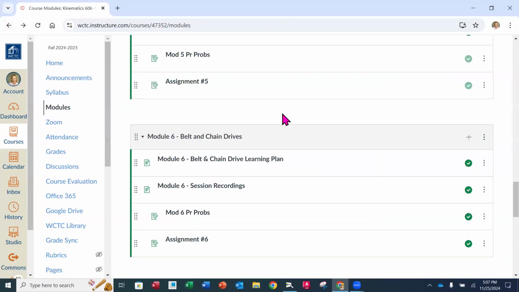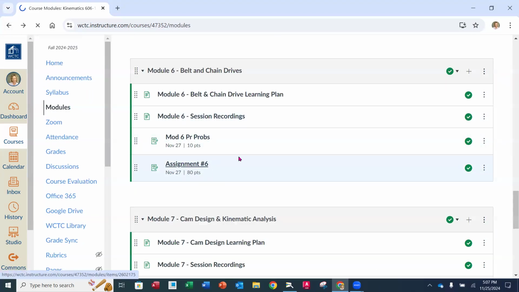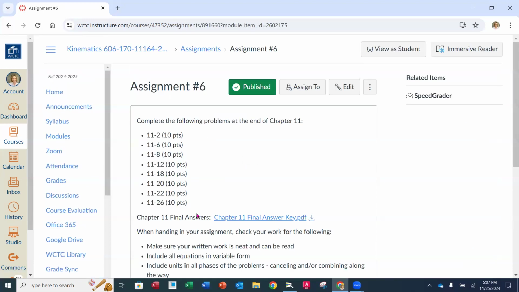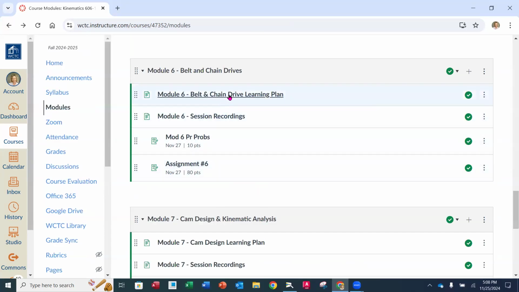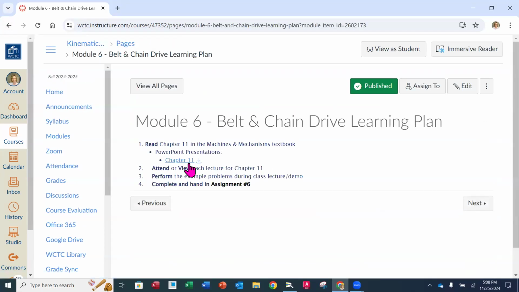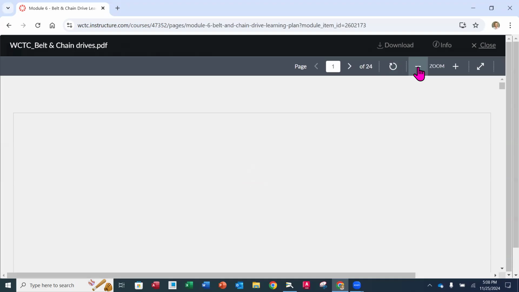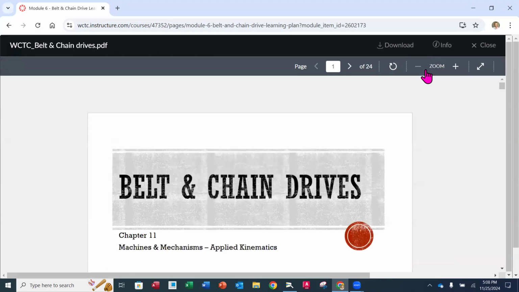So that's practice problems. And then you're going to notice that for assignment 6, at the end of the chapter, you have 8 problems that you're going to be doing. The first 4 tonight, we will be covering that information. And then the last 4 are going to be when we meet on Wednesday. So the first 4 are going to be belt drives. The last 4 are going to be chain drives. So I am going to go into our learning plan and pull up our PowerPoint presentation, and I have my book open. So we're ready to start.